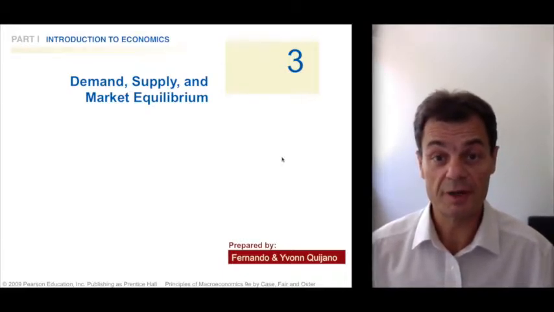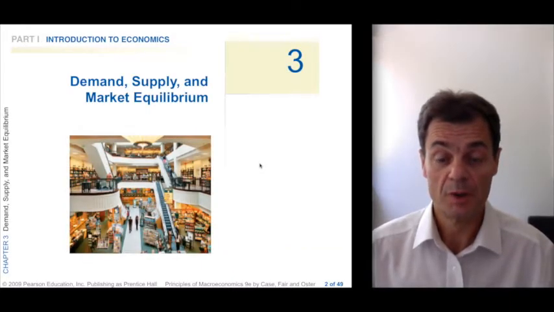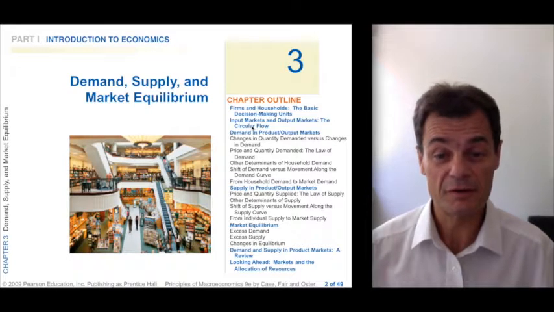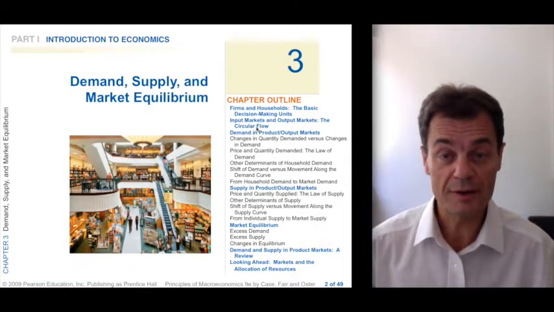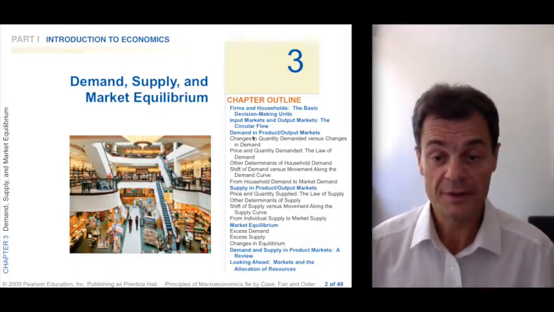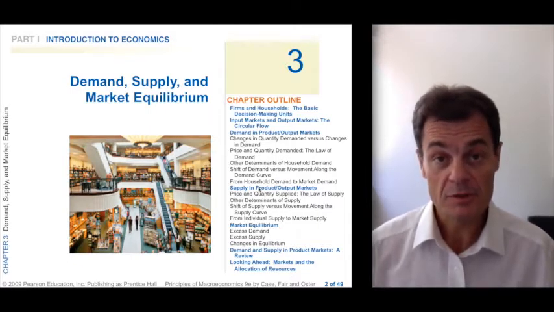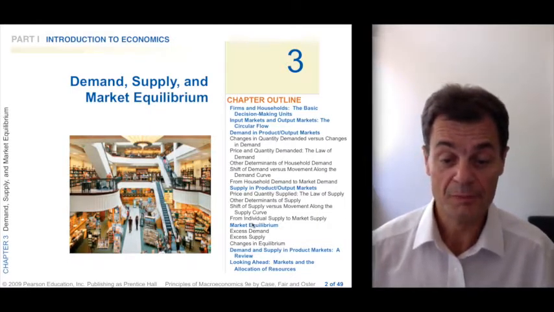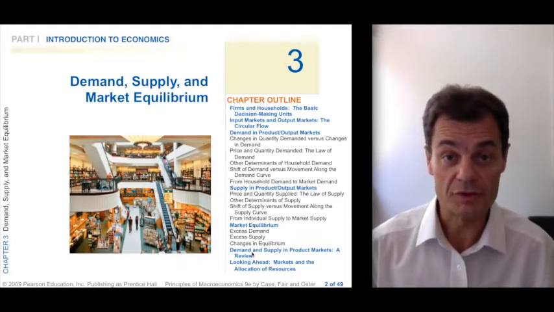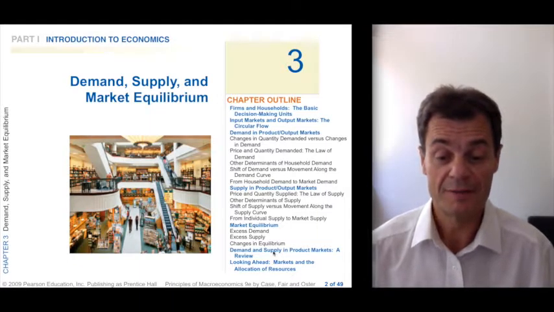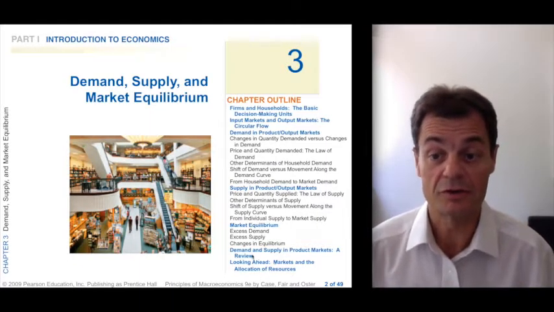Today we will discuss demand, supply and market equilibrium. We will look at it through a number of paragraphs. First of all, we take a definition of firms and households, which are the basic decision-making units. Then we look into the input and output markets and what the circular flow means. Then we'll explore the whole issue of demand and supply, try to establish what the market equilibrium is, and look into some more issues and problematics about demand and supply in product markets. Then we look ahead at the market and allocation of resources.